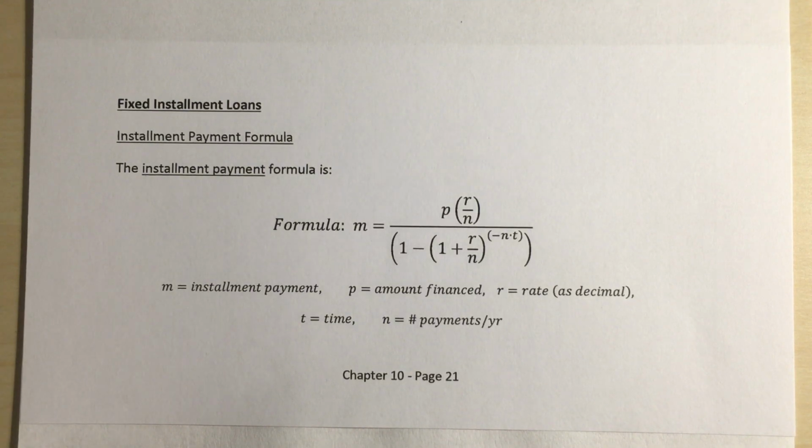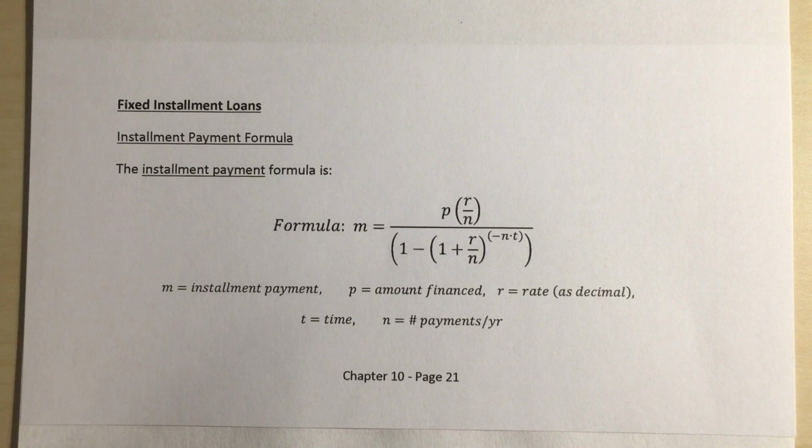Right, the next example that we're going to talk about in section 10.4 is fixed installment loans. So what we have here is an installment payment formula. We're going to use this payment formula in this section, and we're also going to use it in the next section as well. Clearly, looking at this, it is not something that I expect you to memorize. There's multiple sets of parentheses, multiple repeats of variables, positive signs, negative signs, multiplication, division. There's just a lot going on in this formula.